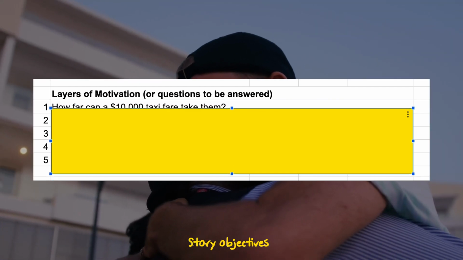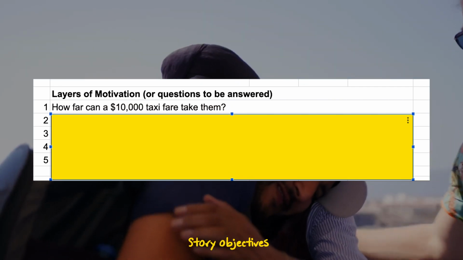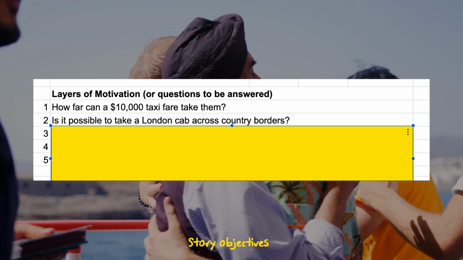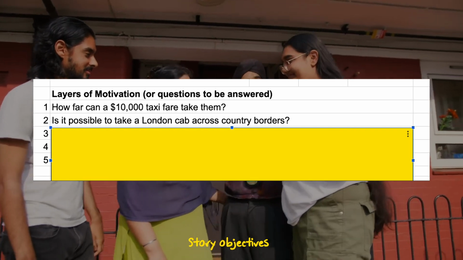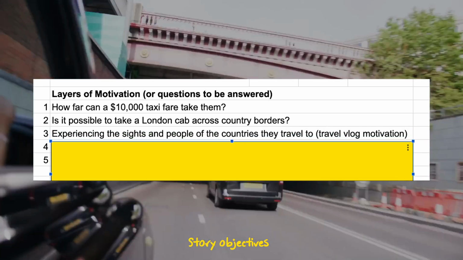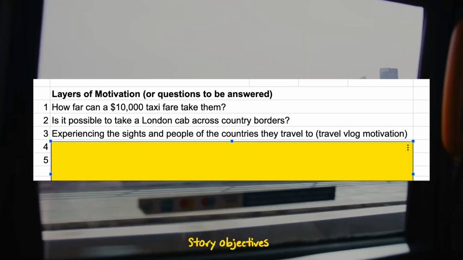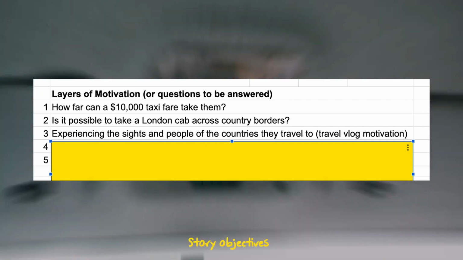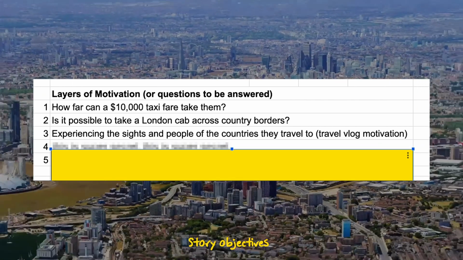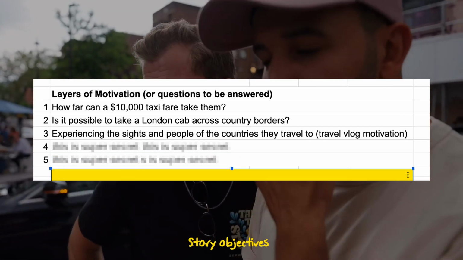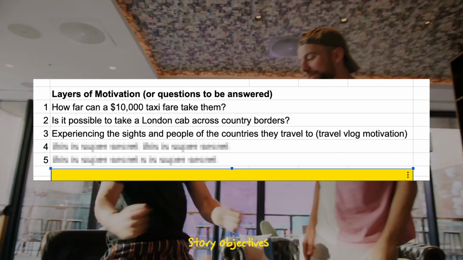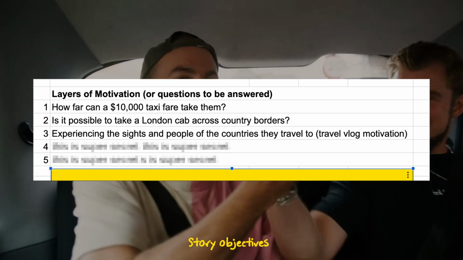Now, first layer, how far can a $10,000 taxi fare take them? Second layer, is it actually possible to take a London cab across country borders? Third layer, experiencing the sights and people of the cities and countries they travel to, otherwise known as the travel vlog motivation. There are actually 2 more motivations, but I will uncover them as we go along. But even now, with at least 3 motivations for this story, it entices people to click in and watch.